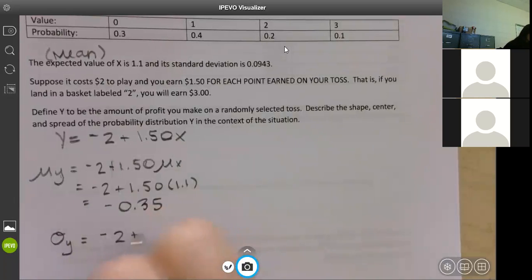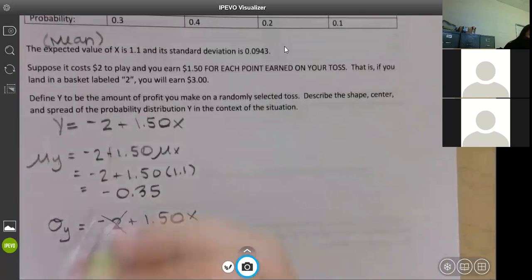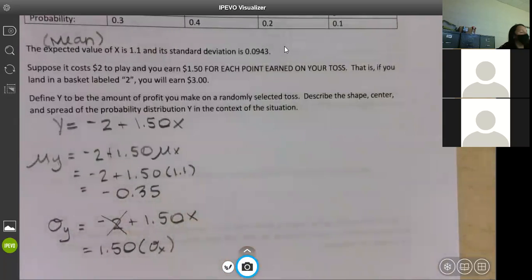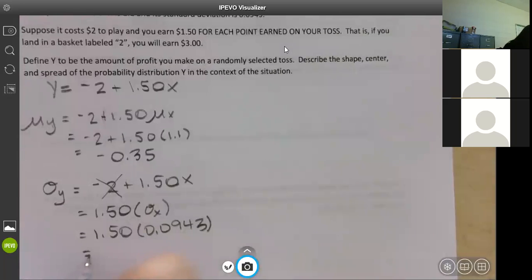So our formula looks like this, but when we do standard deviation, remember we don't add or subtract because that doesn't change it. So we're actually just going to do 150 times the standard deviation of X, which is perfect. You did absolutely correct. Our standard deviation from the beginning was 0.0943, which gives us a standard deviation of 0.14145.